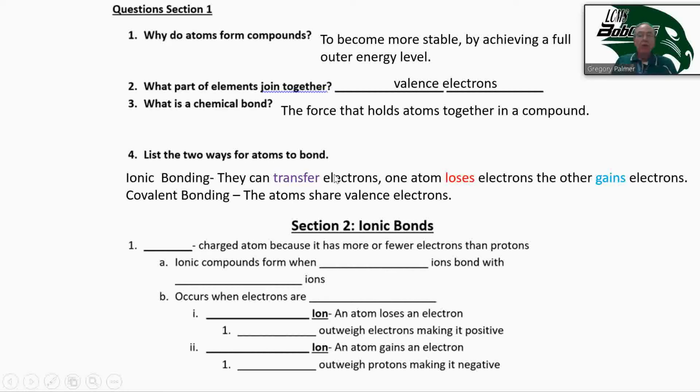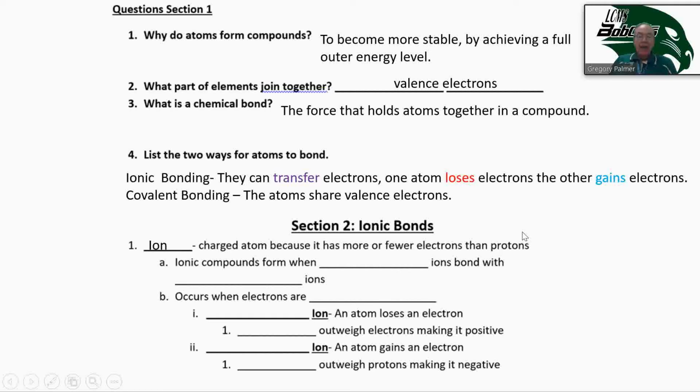Either way, by either transferring or by sharing, we're trying to get those full outer energy levels of valence electrons. Now, we're going to focus specifically on ionic bonding first, and then we're going to focus on covalent bonding. So we're going to study in more detail each of the two types of bonds. The first part of ionic bonding is to understand what an ion is.